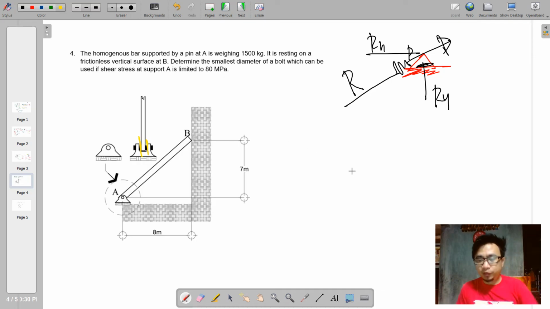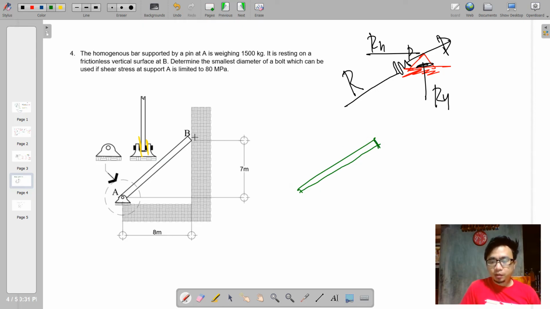So the first step here is to determine what is the pin reaction here. As usual, we're going to draw the free body diagram. Say this is the bar, and the bar is actually resting on this wall. So there will be force against the wall.